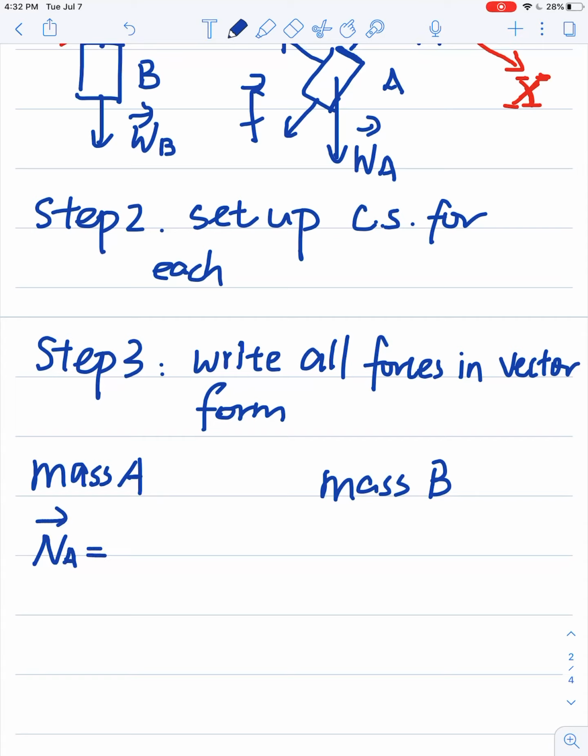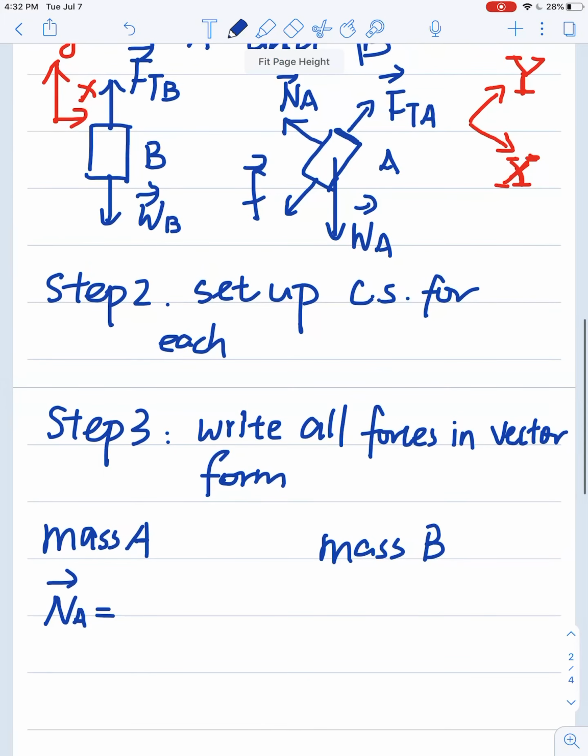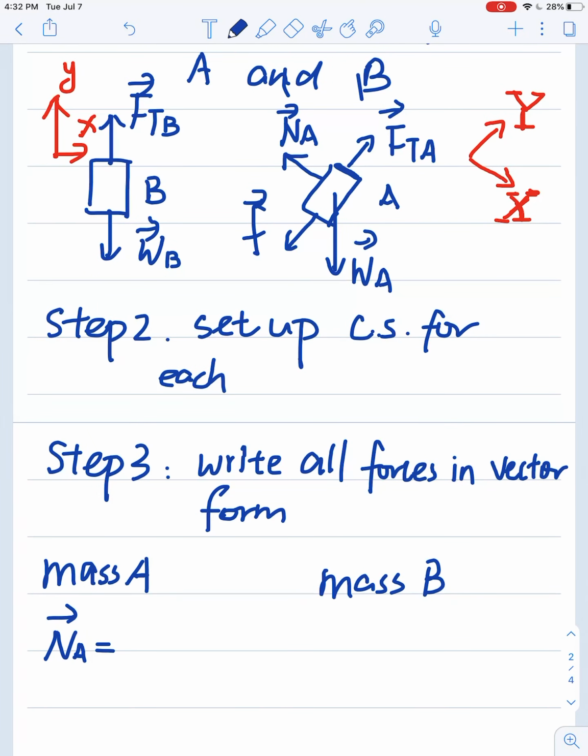an A, that's a vector, equals what? A vector can be written in something x plus something y. And I want you to look at the coordinate system we set up for mass A. Mass A, we set up our coordinate system like this, x and y, right? And NA is on x direction. However, it's pointing to the negative side of x.